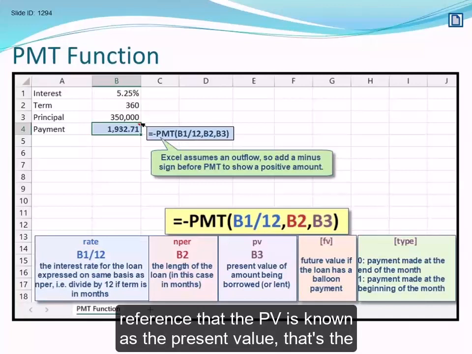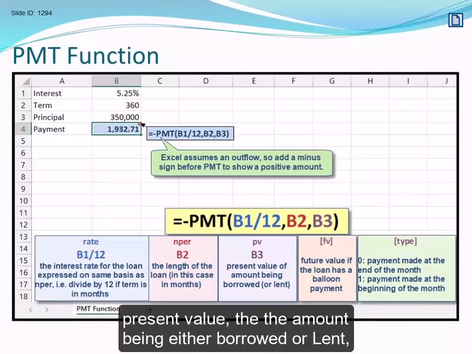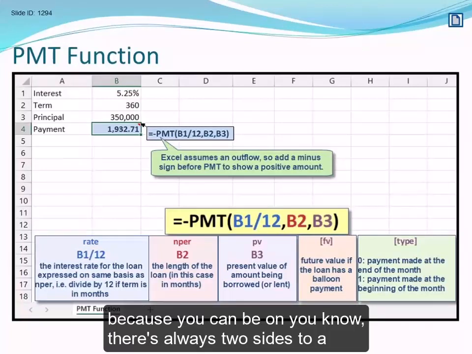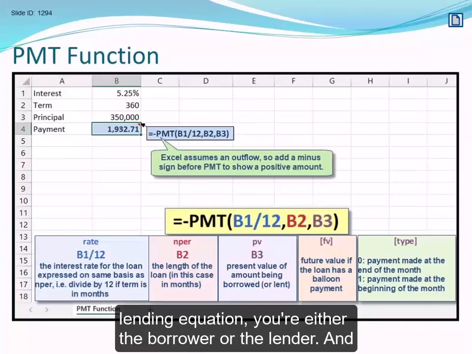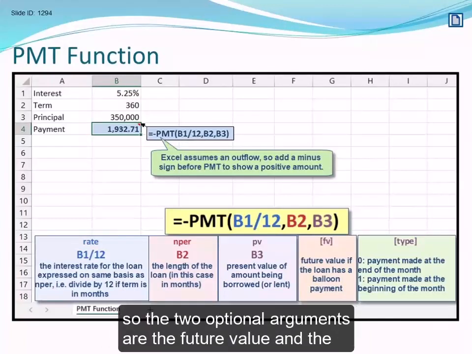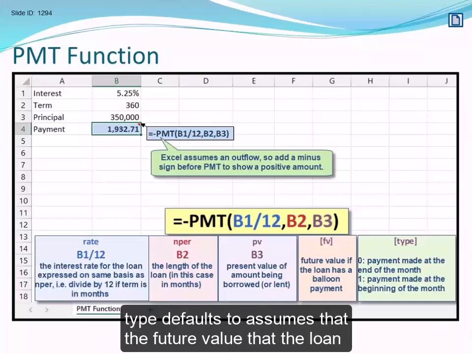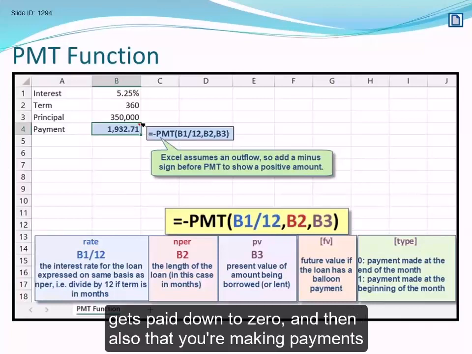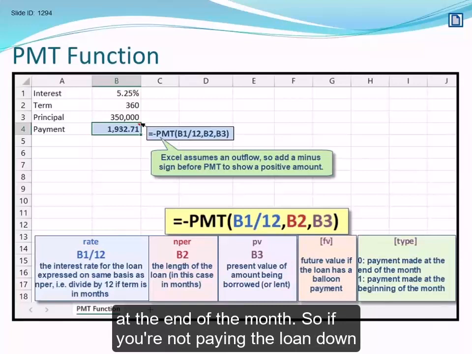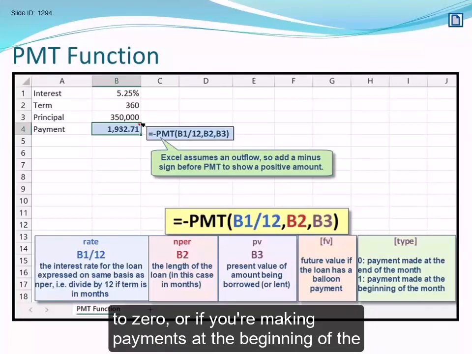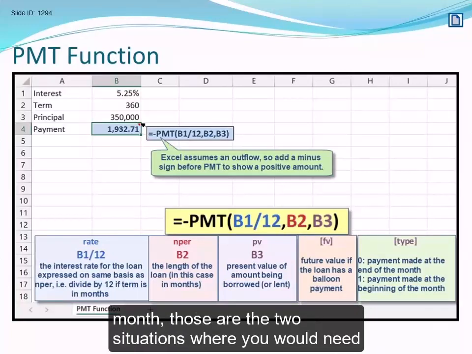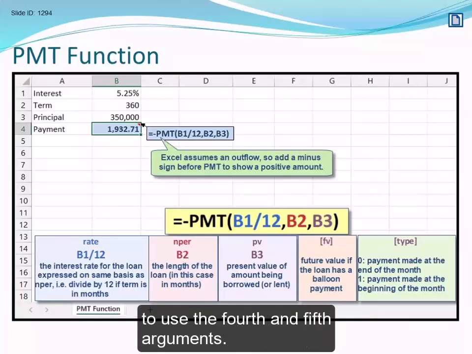The PV is known as the present value. That's the present value of the amount being either borrowed or lent, because there are always 2 sides to a lending equation. You're either the borrower or the lender. And so the 2 optional arguments are the future value and the type. It assumes that the future value, that the loan gets paid down to 0, and also that you're making payments at the end of the month. So if you're not paying the loan down to 0, or if you're making payments at the beginning of the month, those are the 2 situations where you would need to use the 4th and 5th arguments.